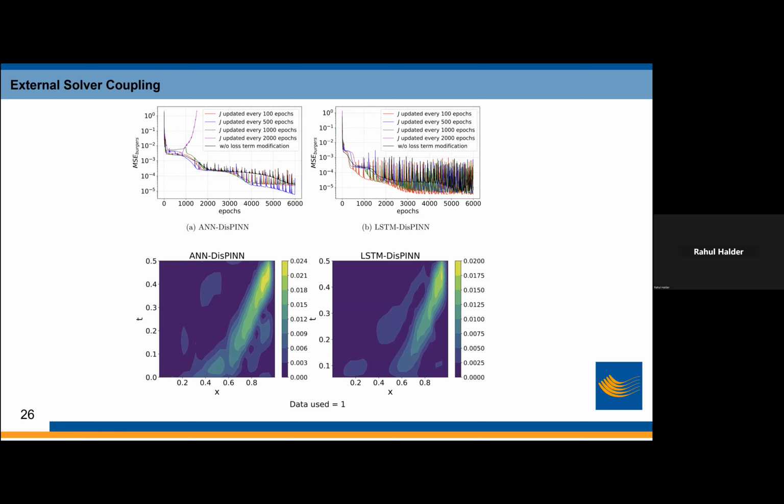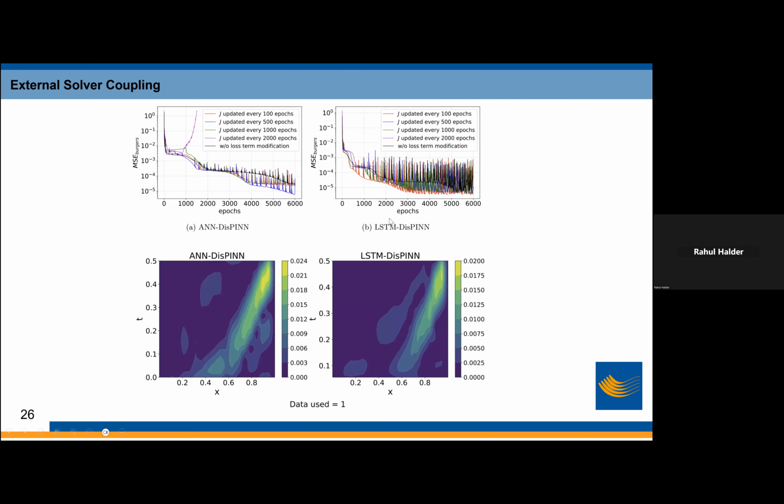And here in case of Burger's equations, I have updated the Jacobian at 100 epochs, 500 epochs, 1000, 3000 epochs, and a total of 6,000 epochs, and even if I update it with 2,000 epochs as well, the loss has been minimized. And in case of NN PINN with only 2,000 epochs, when I update the Jacobians, then the residual goes up, it starts diverging. But in case of LSTM PINN, they all drop down quite well.